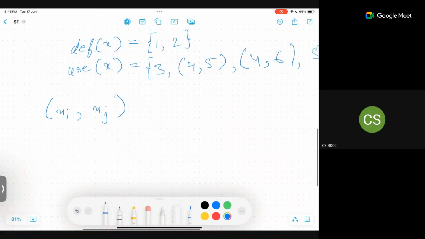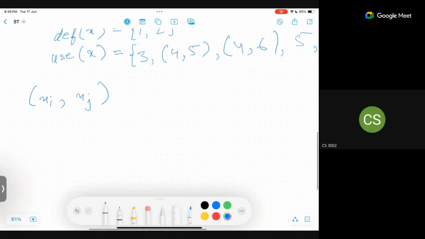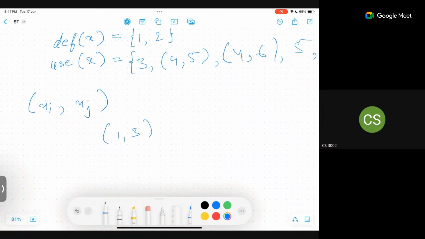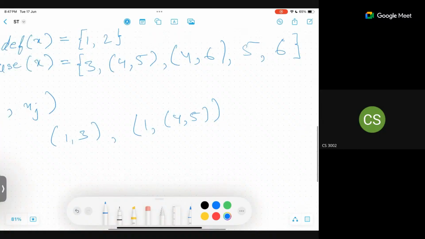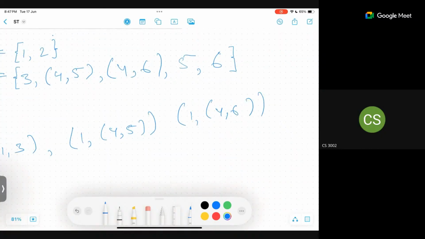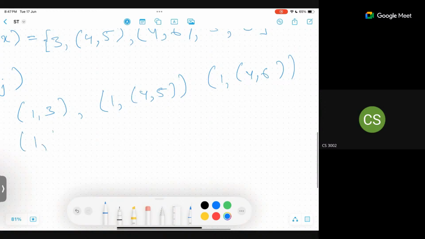So du pairs for x, how many du pairs are there, and then you just count it. This could be a question: how many du pairs are there for variable x. Then you have like this, right? So you have 1 comma 3, that's fine, and you take it individually. So 1 comma 3 is 1, and then you have 1 comma 4 5, defined at 1. This definition is being used at 4 5, that's okay. And 1 comma 4 6, and what else we have, 1 5, right? 1 comma 5, and then 1 comma 6.